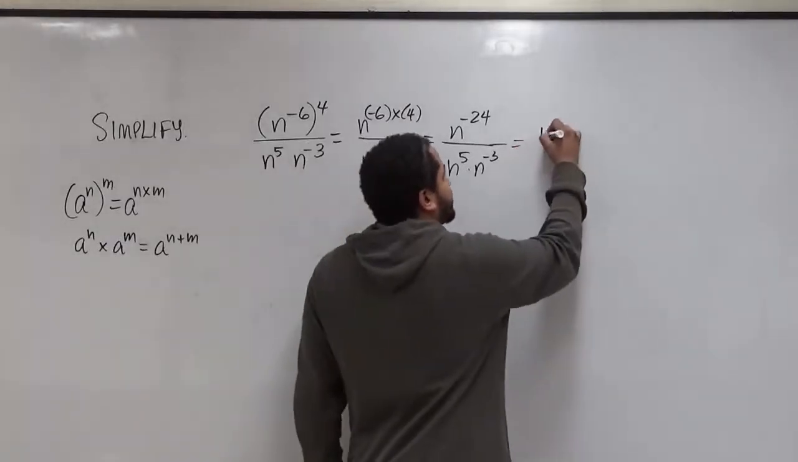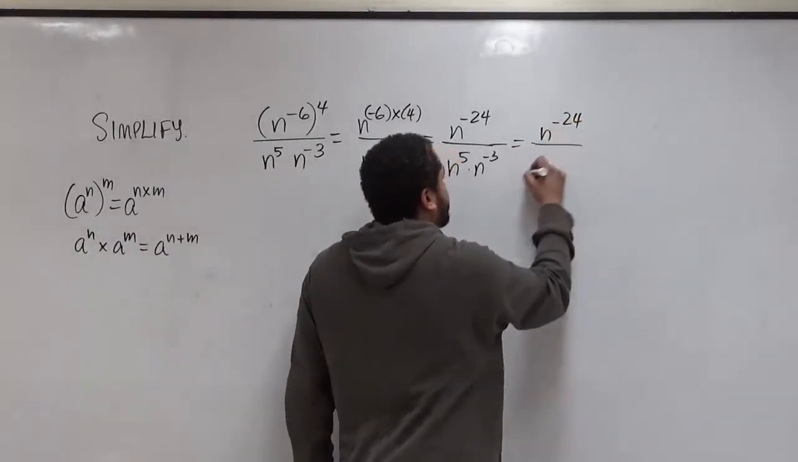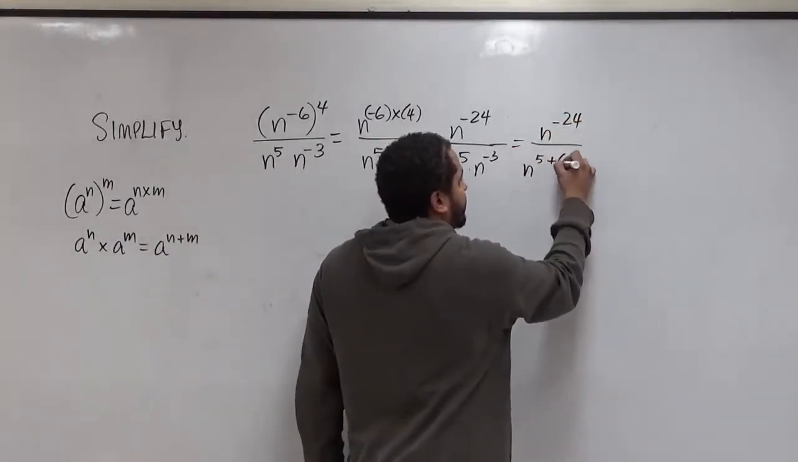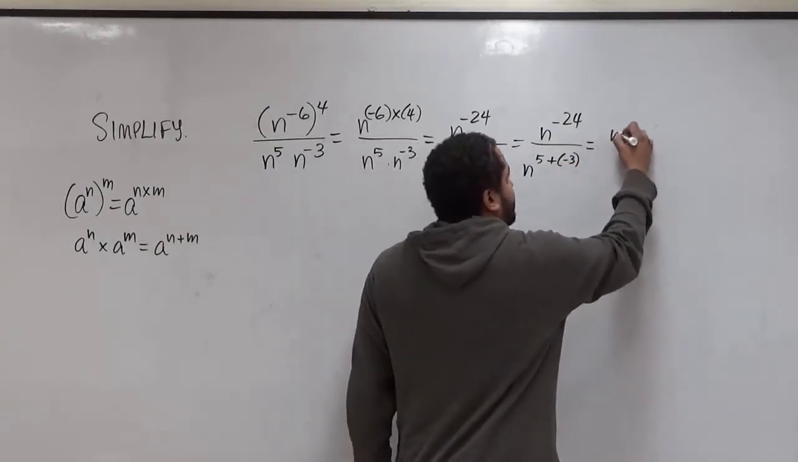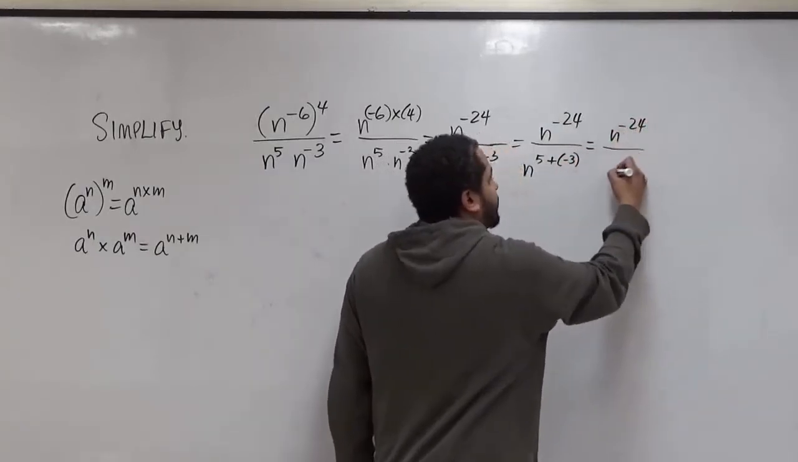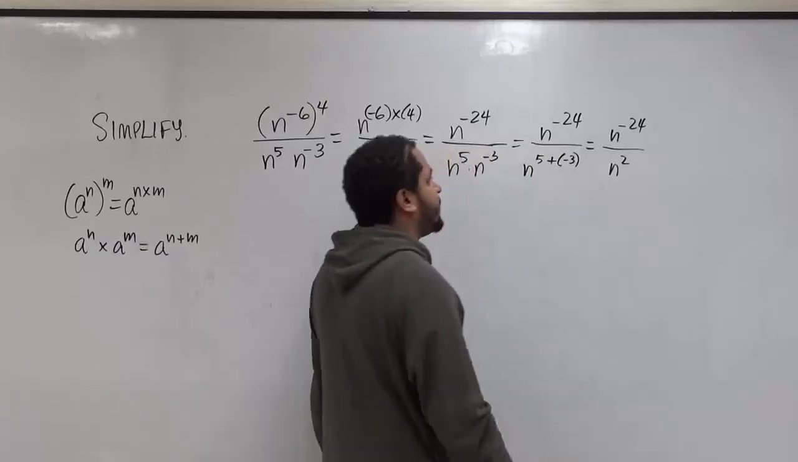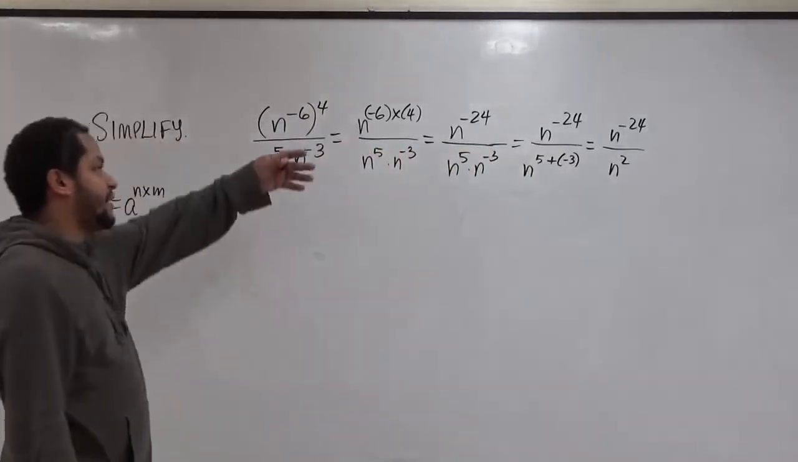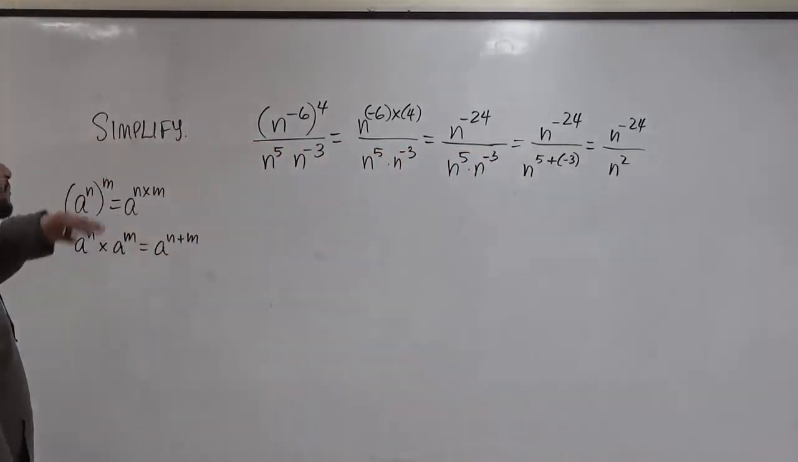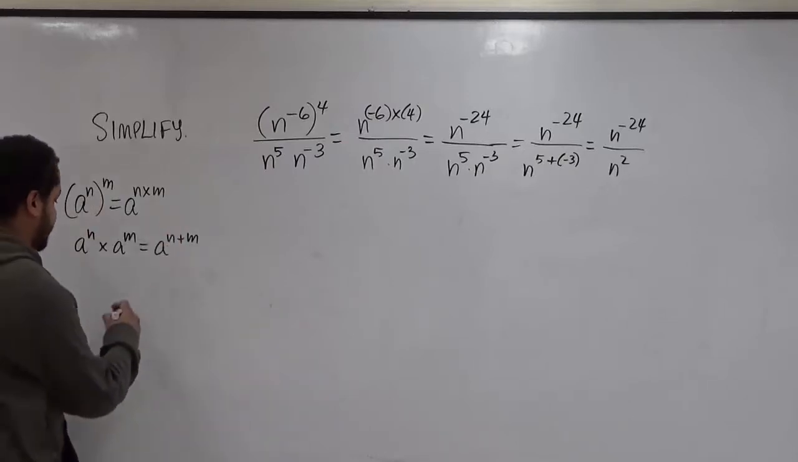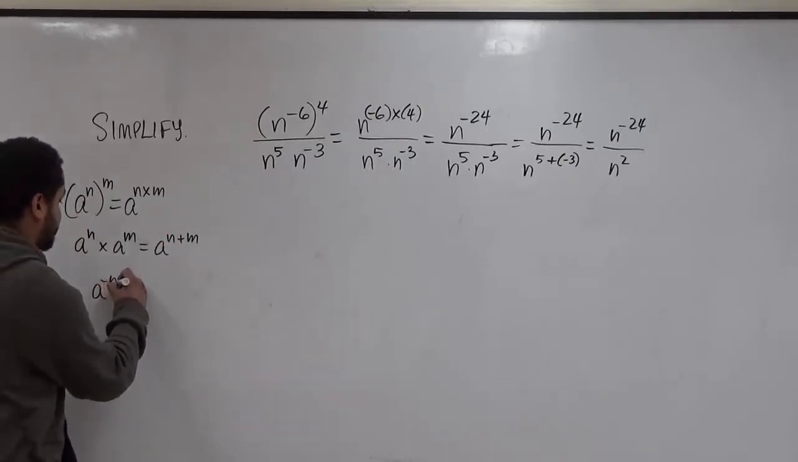So here we have n to the negative 24 on top. The bottom we have n to the 5th plus the negative 3rd. So we have n to the negative 24 over n to the 2nd. Now for the final step, we can never have a negative exponent. So we can transpose these exponents to the numerator and denominator at will if we have a negative exponent.